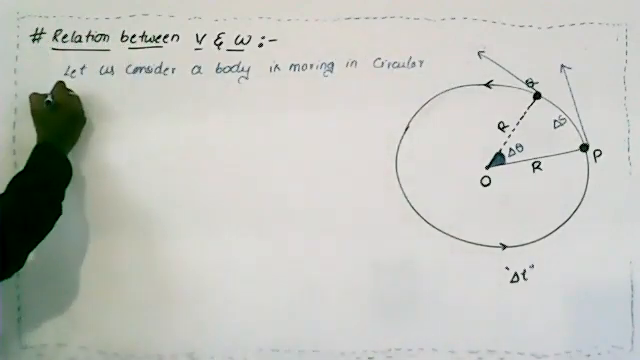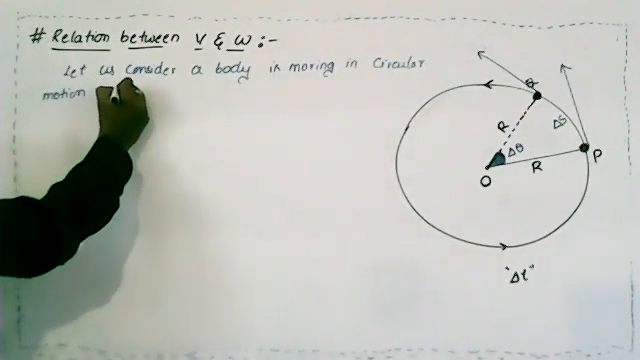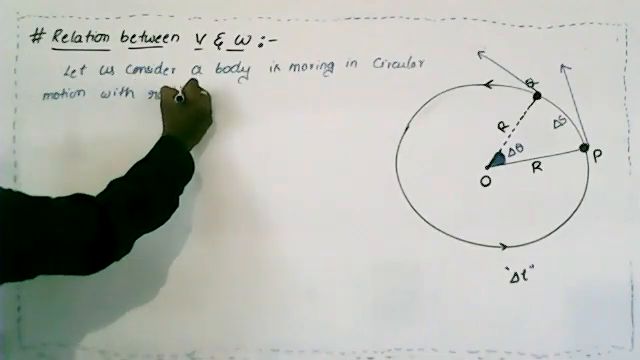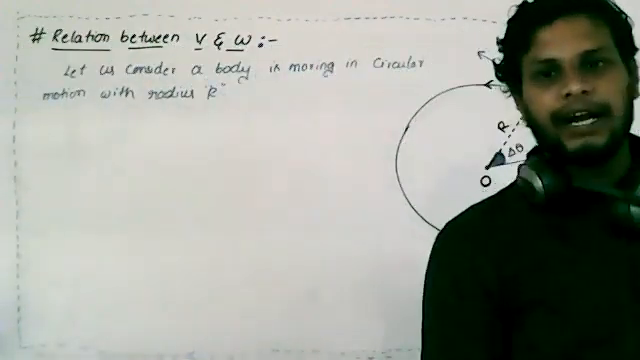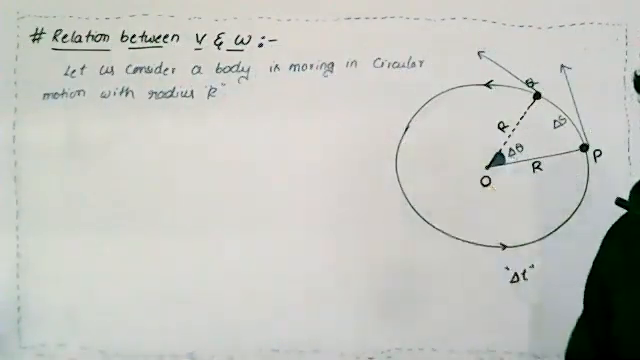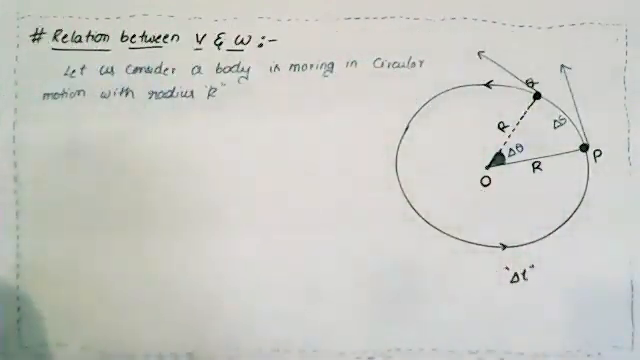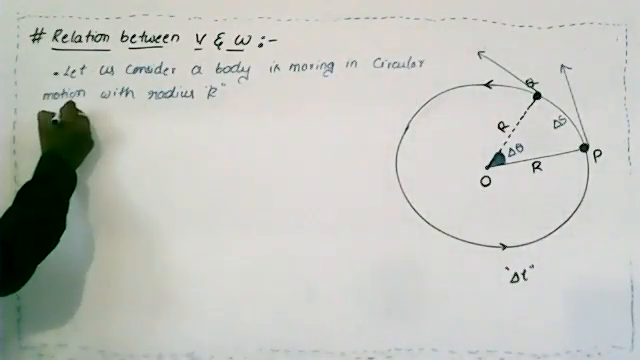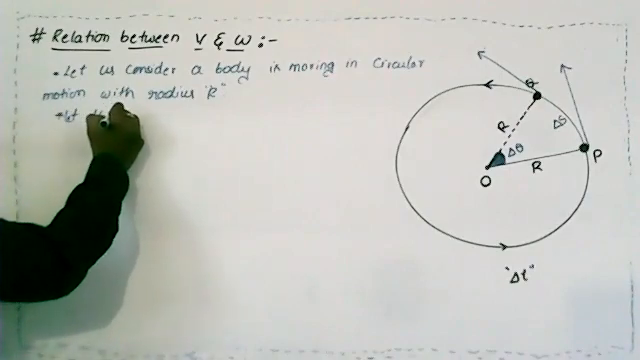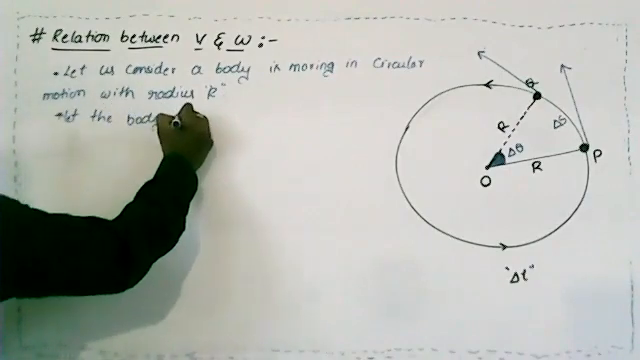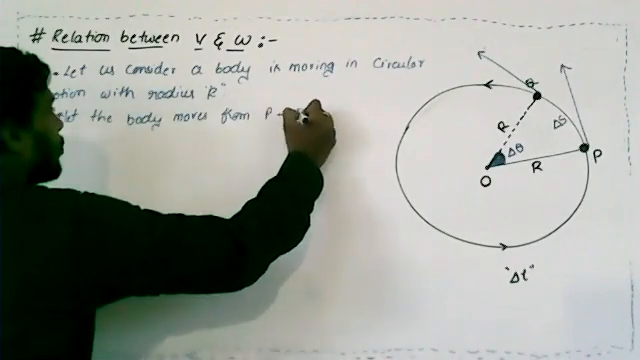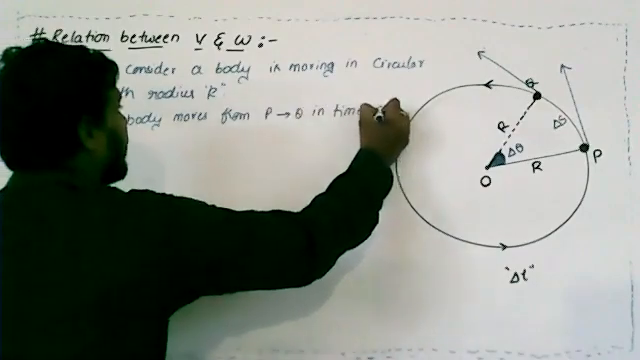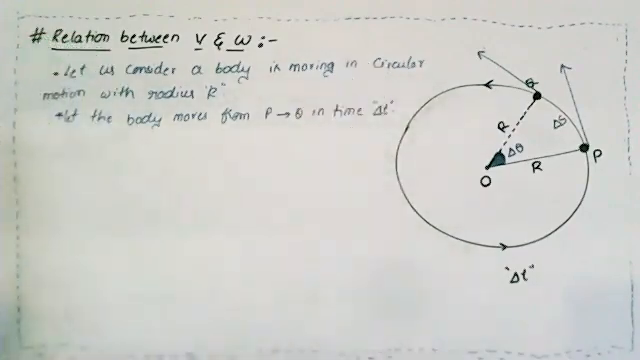Let us consider a body moving in circular motion with radius r. Let the body move from point P to point Q in a time interval delta t.